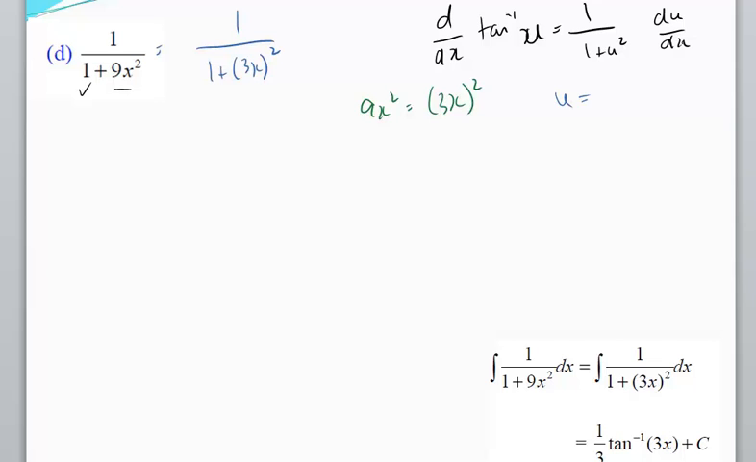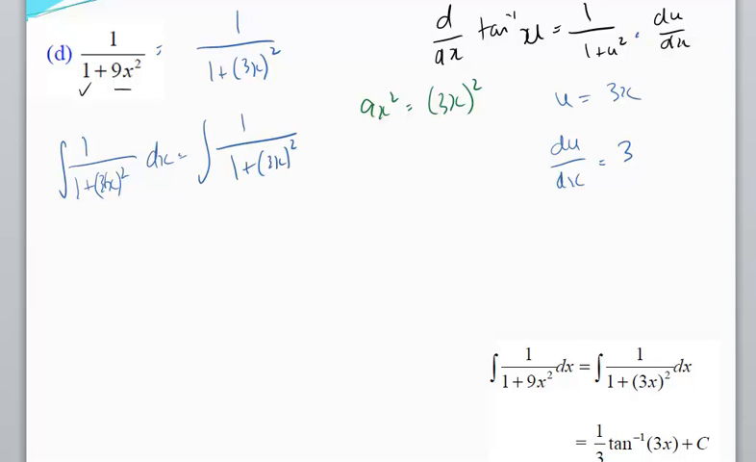So our u is now equal to 3x. We differentiate our u with respect to x and we get 3. So we need to bring that 3 in here. So we're going to write our integral up. We've got 1 on 1 plus (3x) all squared, and now we're going to put in here our du on dx. We're going to multiply by 3 here and a third out the front. So we have this format here. This becomes equal to a third our inverse tan of u, which is 3x, plus our constant c.